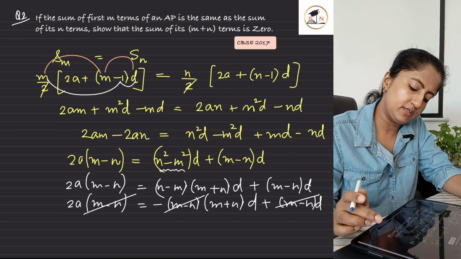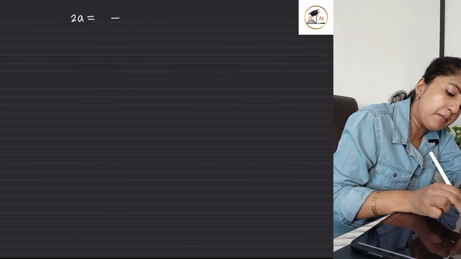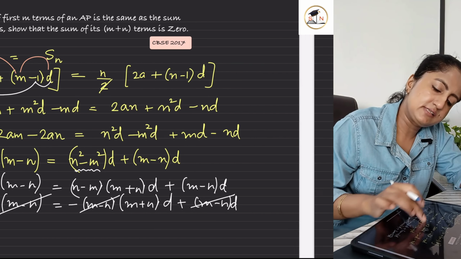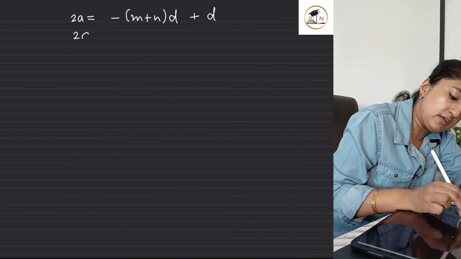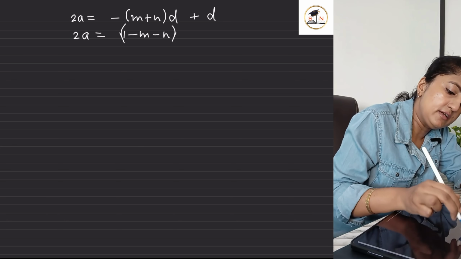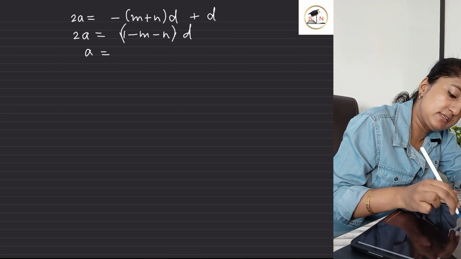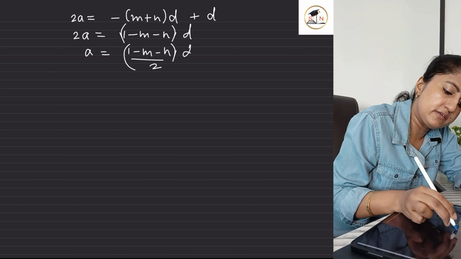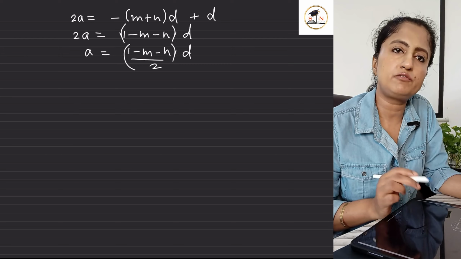Now, that leaves me with 2a. So I'll start writing down 2a equals minus (m plus n) d plus d. Right? Now, that is (1 minus m minus n) d. This is what I'm left with. So that means a equals (1 minus m minus n) over 2 times d. So what we have got over here, we have got the value of a in terms of d.